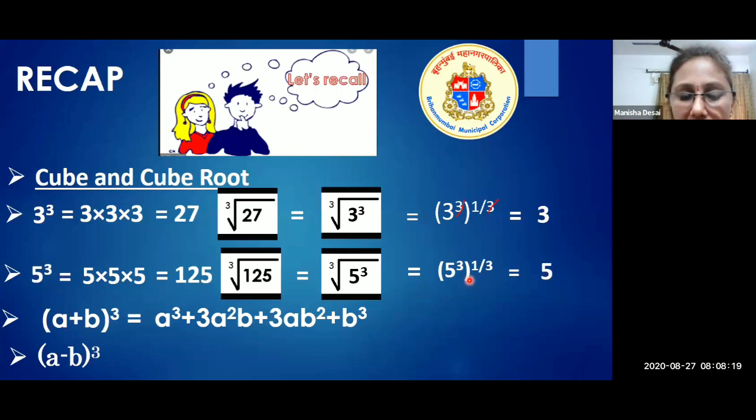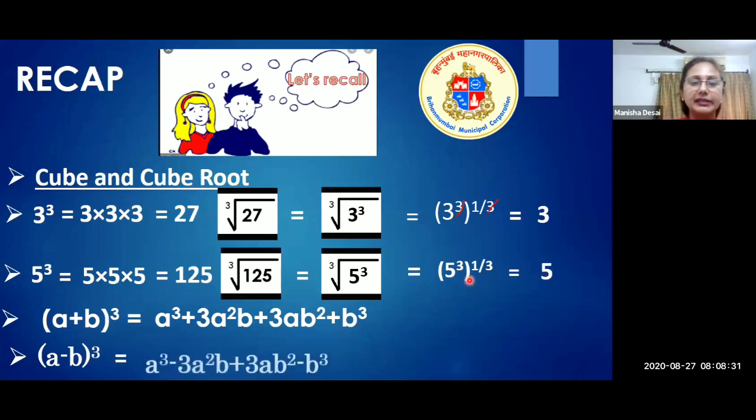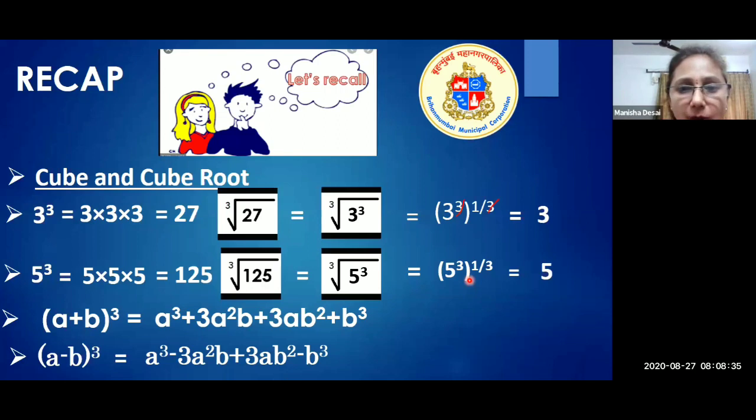(a minus b) whole cube is a cube minus 3a square b plus 3ab square minus b cube. Very good, Krishna. So a minus b the whole cube can be written as a cube minus 3a square b plus 3ab square minus b cube. Now, based on this formula, we are going to study some more factorization of algebraic terms. Let's begin.